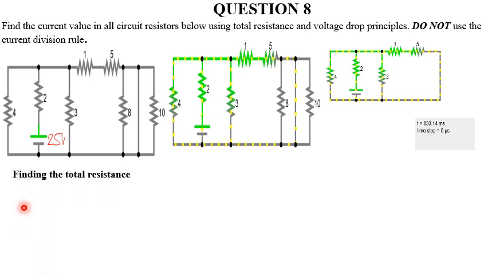To start with, finding the total resistance. We realize that the 1 and 5 are in series, so we can simply add them. After adding them up, this now becomes 6. The 6 and 3 are in parallel. After resolving them, we get 2 ohms. The 2 ohms now comes here. We clean this and write 2 ohms here.